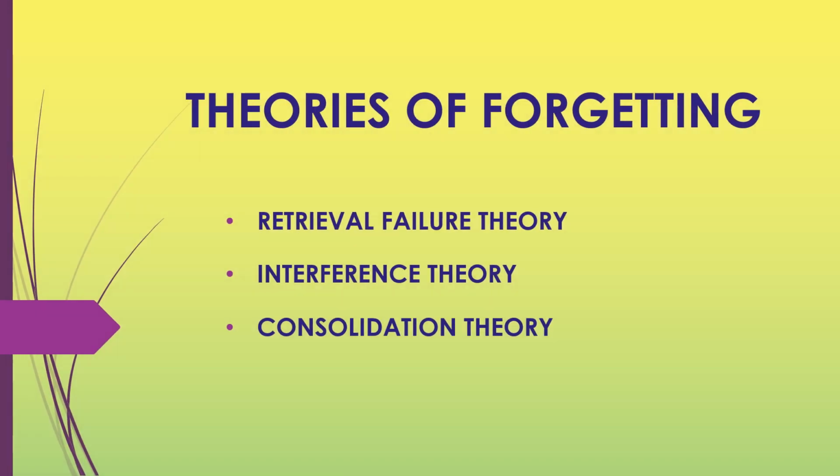Theories of forgetting. There are 5 popular theories of forgetting in psychology. The trace decay theory and the displacement theory deal with forgetting information from short-term memory. The retrieval failure theory, the interference theory, and the consolidation theory deal with the forgetting of information from long-term memory.